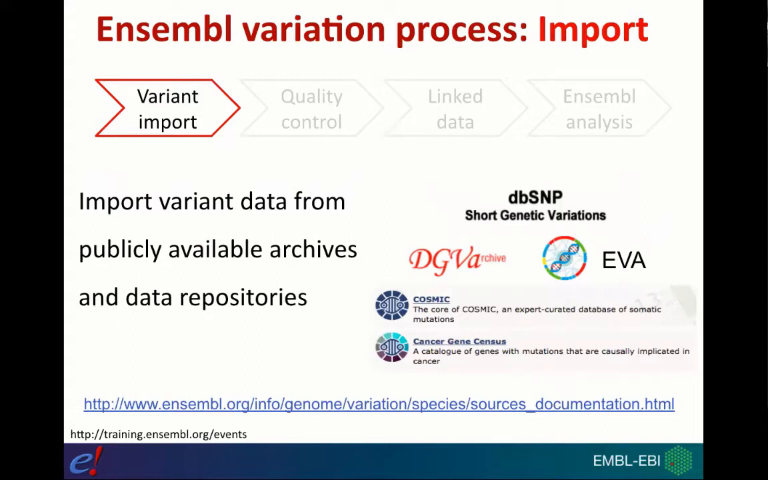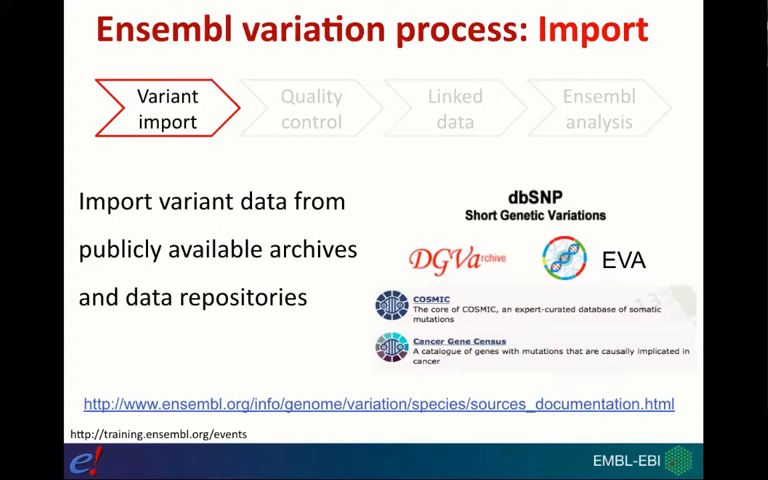So firstly, the import of variation data. We look to a number of different publicly available archives, variation databases, where we draw the variation data from. When we're thinking about human, the most probably famous and most populous variation database is dbSNP. This is a database hosted by the NCBI that has many millions of variants stored for human. So we import the variation data from dbSNP in that case.